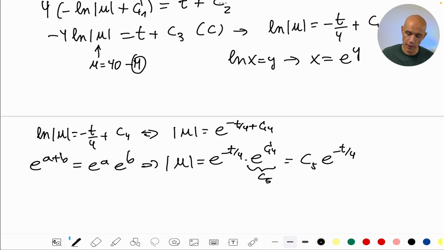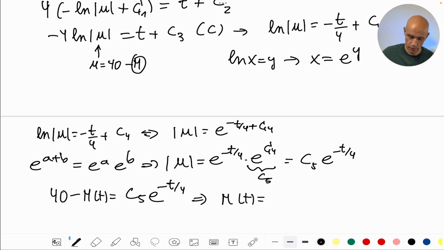Now, the point is that now we could use the initial condition, but before that we can finally write what was u. So u here, not there on the screen, is 40 minus m of t equals C5, this thing. So finally, sorry for the delay, thank you for bearing with me, you have this.